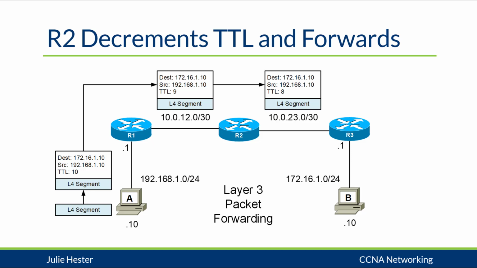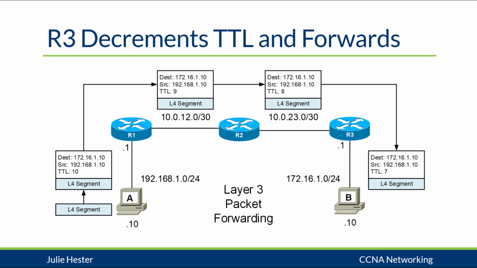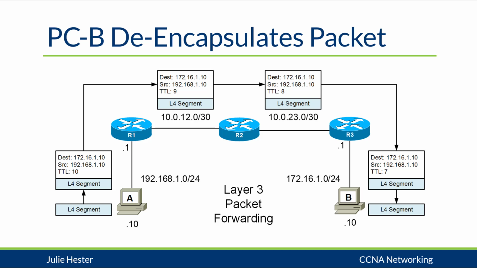R3 receives the packet. It verifies that TTL is greater than 0 and looks up PCB's route in the routing table. It is a directly connected route because PCB's network is connected to R3. R3 decrements the TTL from 8 to 7 and forwards the packet to PCB. PCB receives the packet. It de-encapsulates it by removing the Layer 3 packet header and passes the segment to the Layer 4 protocol.